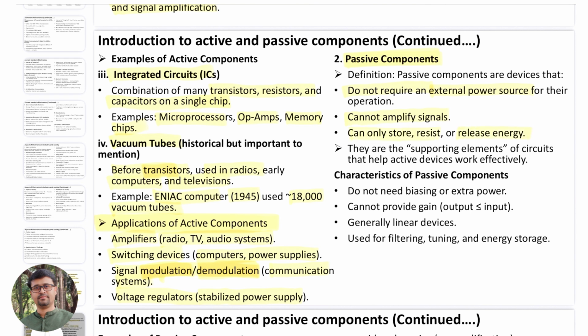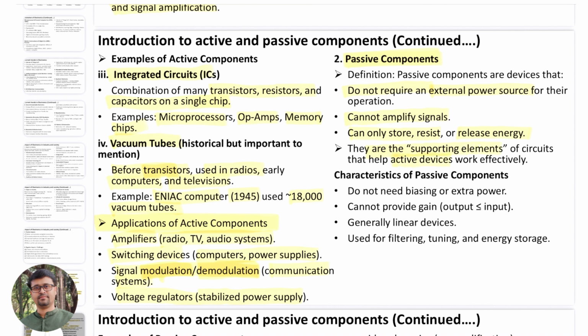So they can store the energy, just like a capacitor. Capacitor can store the energy. Resistor will resist the flow of the electrons. Then to release energy, normally the inductor. So inductors are considered for releasing energy. Then there are supporting elements to the active components.